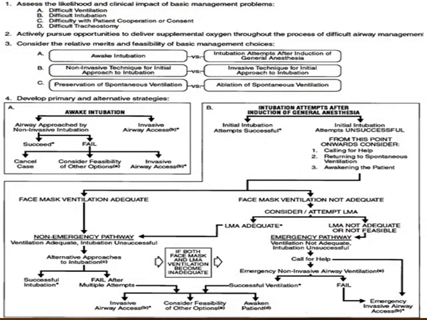A difficult airway is defined as a clinical situation in which a conventionally trained anesthetist experiences difficulty with mask ventilation of the upper airway, difficulty with tracheal intubation, or both. The difficult airway represents a complex interaction between patient factors, the clinical setting, and the skills of the practitioner.